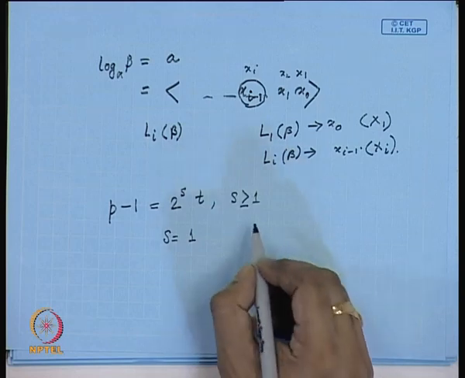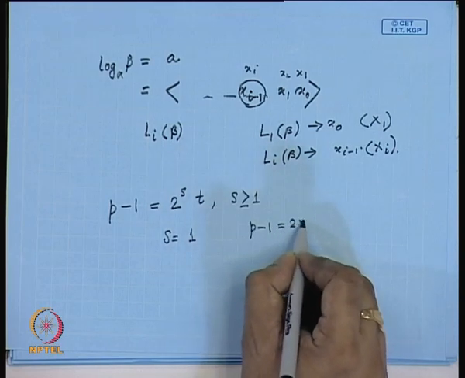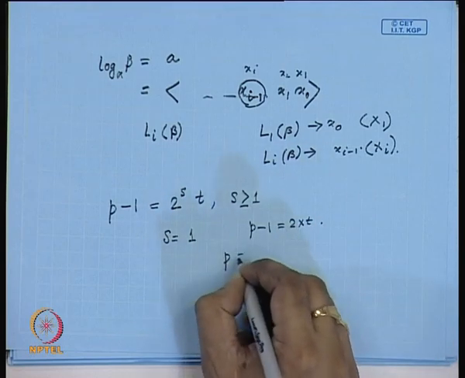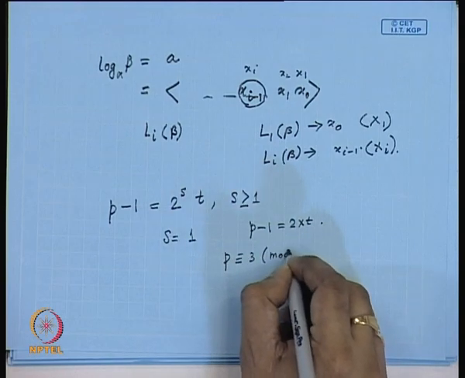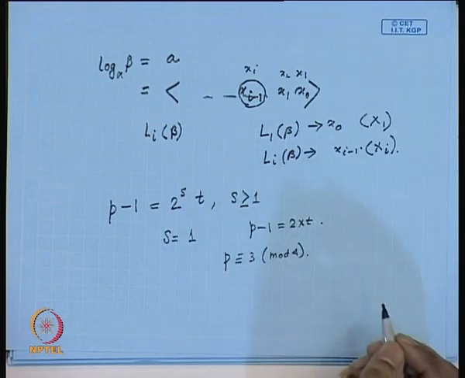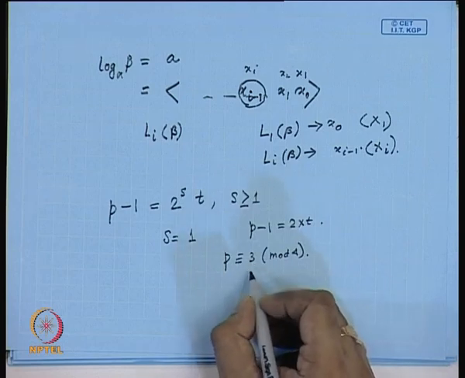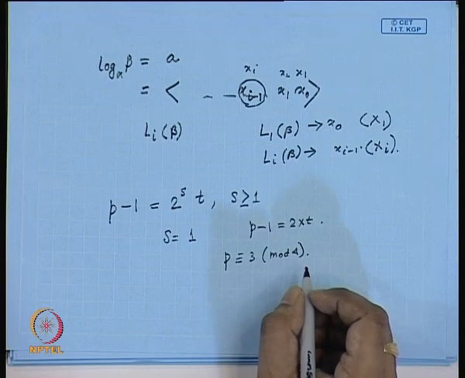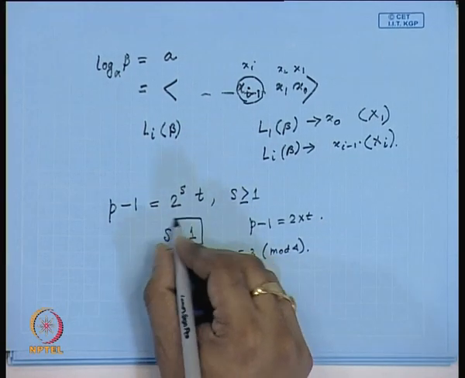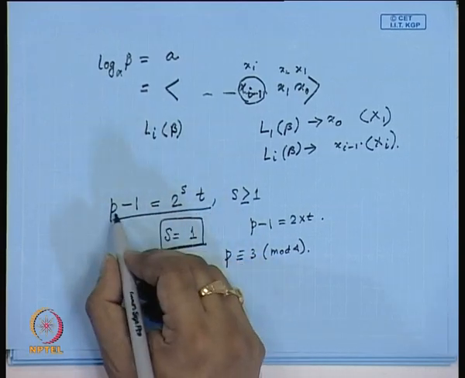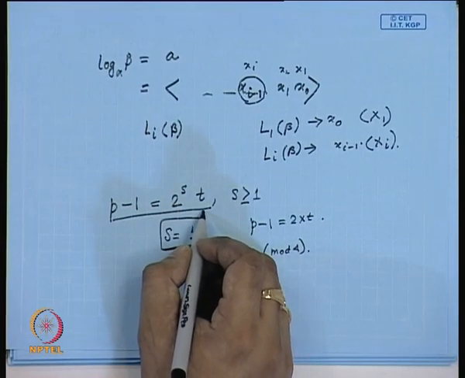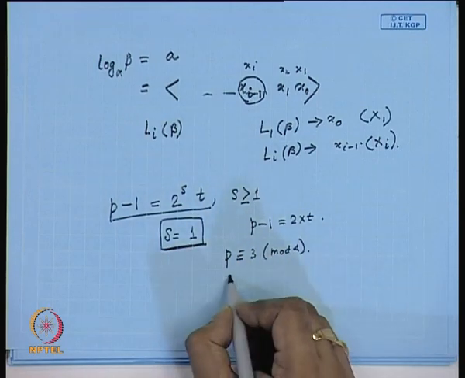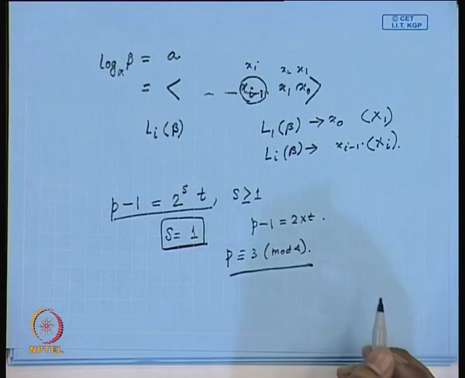If s is equal to 1, then it means that p minus 1 is equal to 2 times t, right. So you see that p is congruent to 3 modulo 4, because if you take p and subtract 1, it becomes 2 modulo 4. Okay. So this is the first case when we consider p minus 1 equal to 2 to the power s times t, and I am considering the case that s is equal to 1, and hence the case when p is congruent to 3 modulo 4.